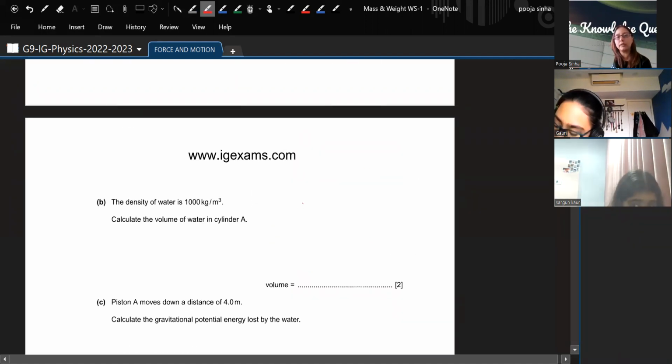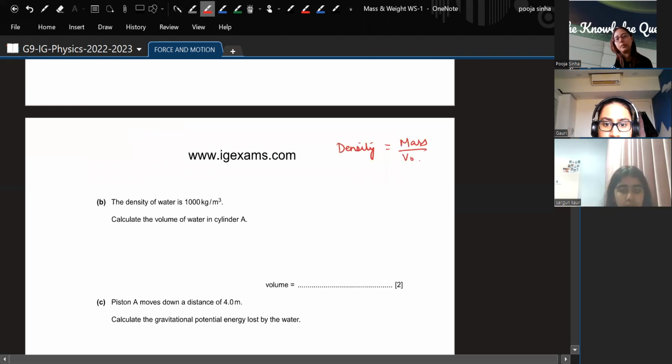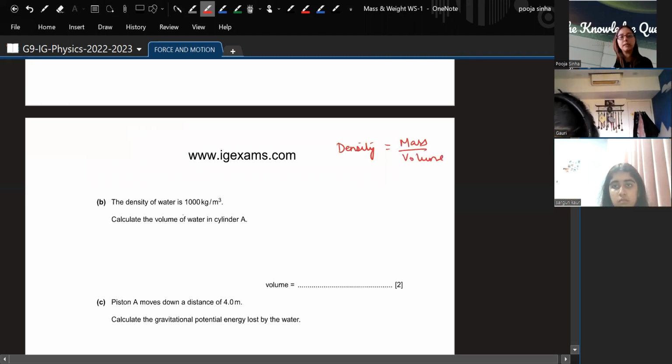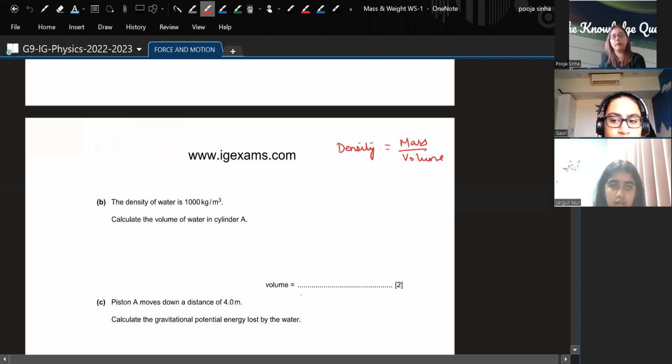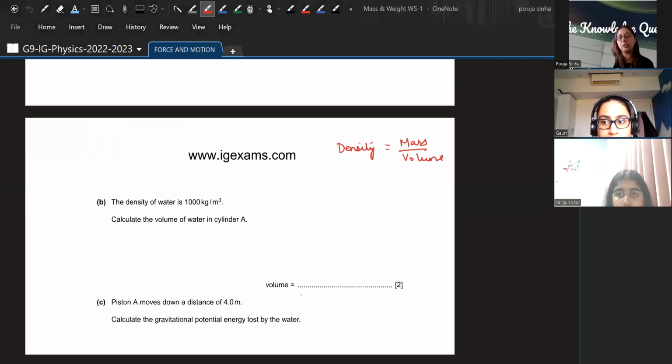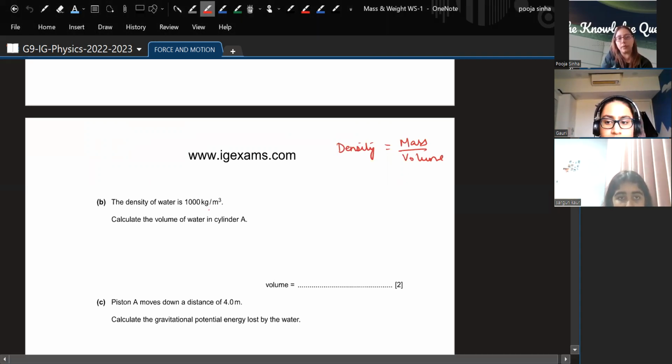Now, for the next one, density of water is 1000. Calculate the volume. What is the formula now for this one? Density is equal to mass upon volume. So density is given, volume is asked. Now you will write density, you will write the formula. How much is the density given to us? 1000 kg per meter cube. So the answer will come out in which unit? Meter cube.